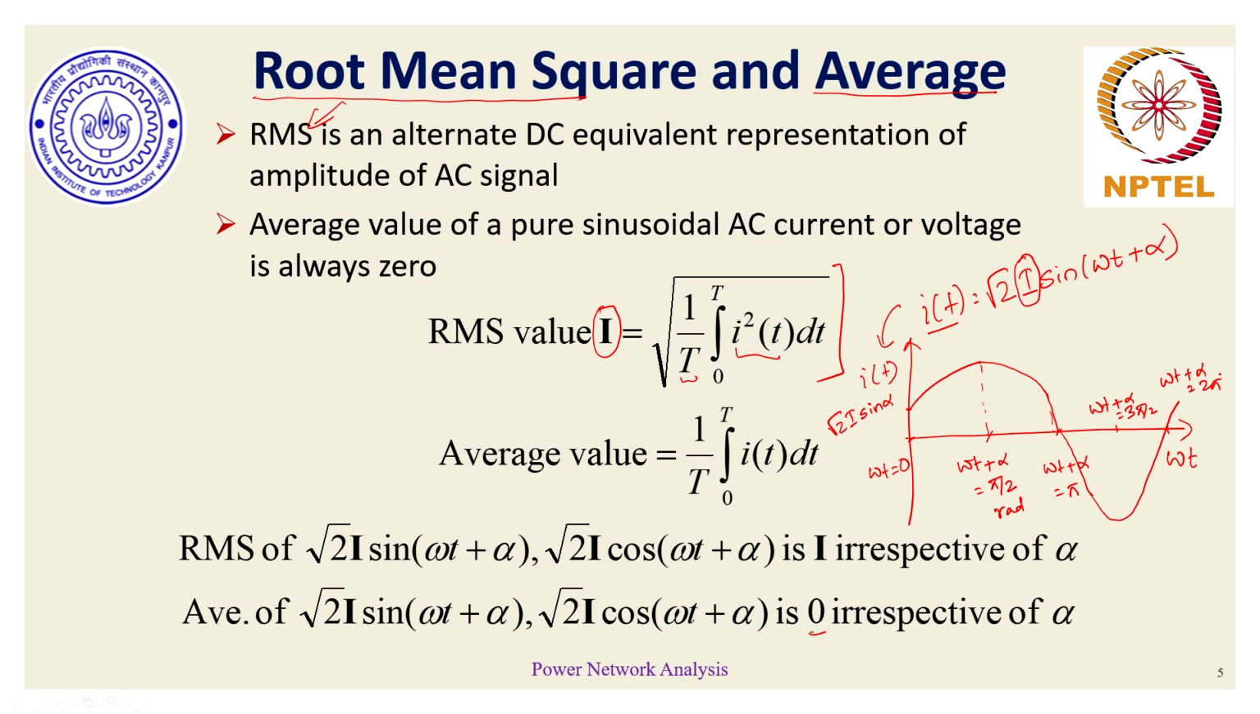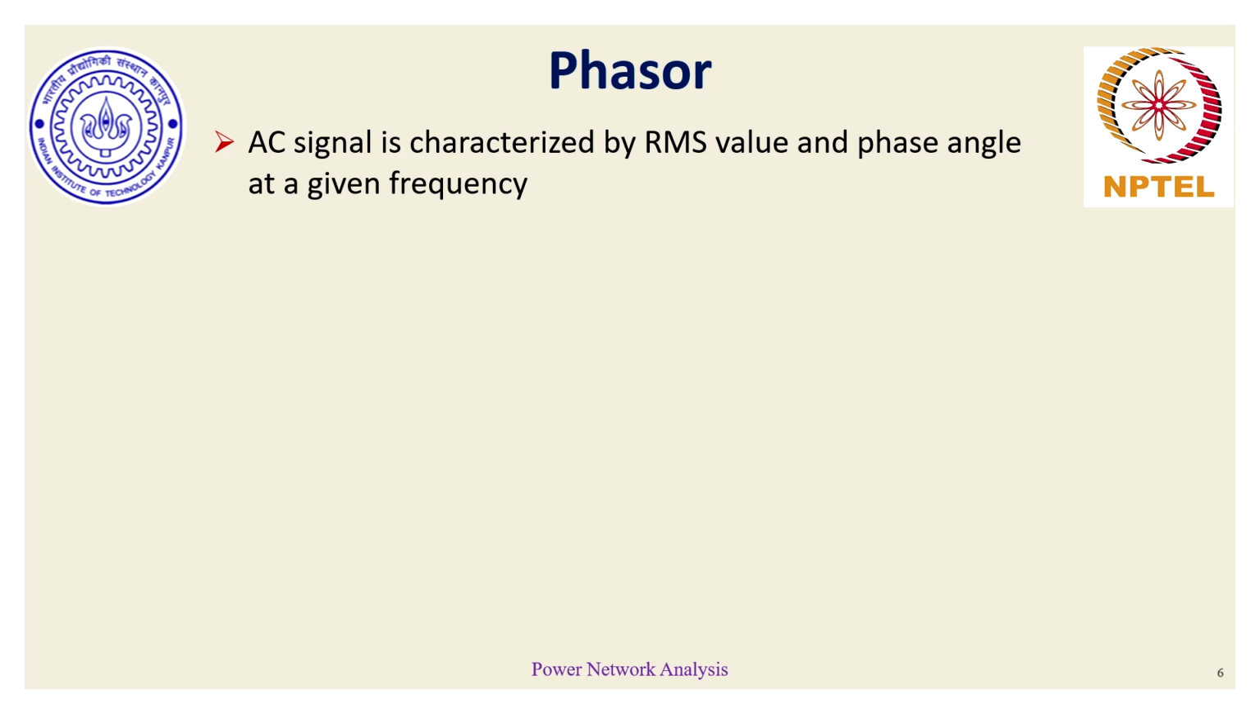So if we were to take the average of this signal over an entire time span of capital T, what we see here is that for the first half, we have a positive area, because this average is nothing but the area under the curve. So for the first half, we have a positive area, and then for the other half, we have a negative area. And since this signal is periodic, over the entire cycle, this positive number and negative number are equal to each other in terms of magnitude, and hence the average value is 0.